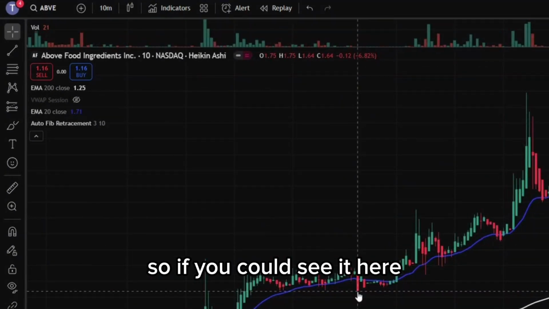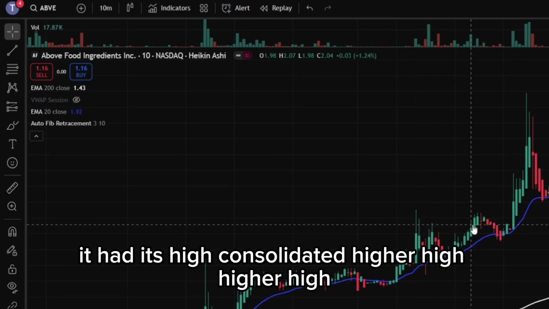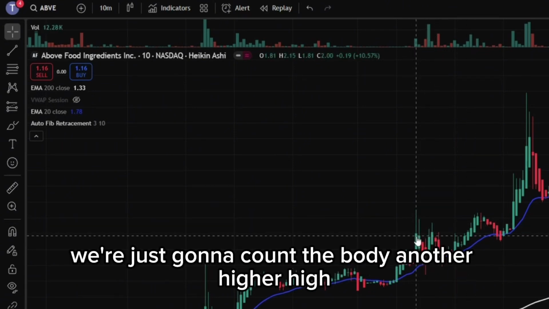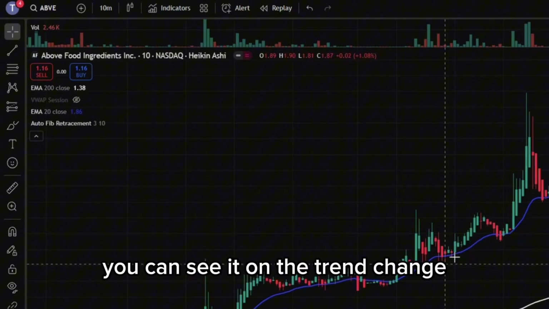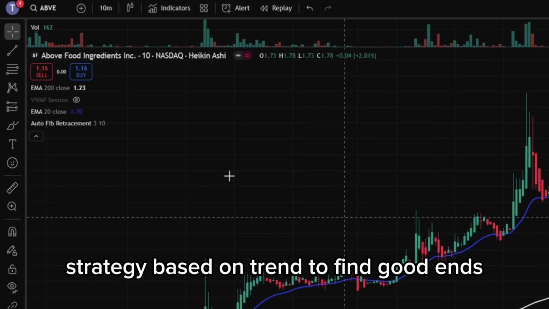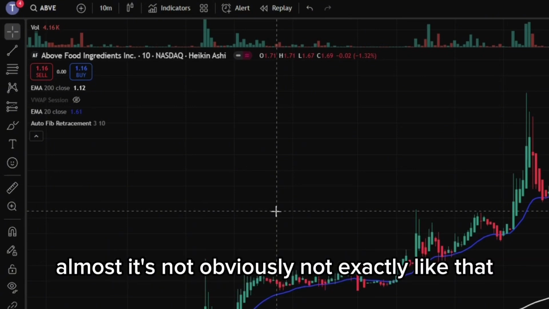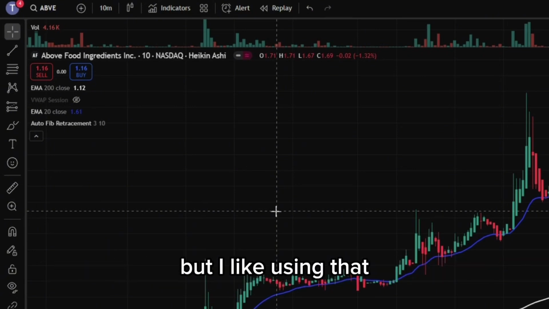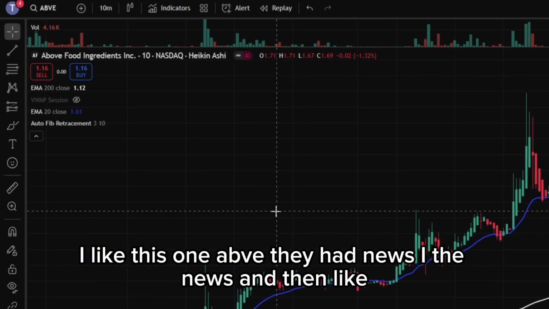So you want to look for almost the opposite of that. If you could see it here, it had its high, consolidated, higher high, higher high. But then you're not counting the wick here. We're just going to count the body. Another higher high, consolidated, went down, lower high, or higher low, and then, bam, you can see the trend change. You can use this strategy for an EMA 20 strategy based on trend to find good entries and outs. You can almost use an EMA 20 kind of like a VWAP. It's obviously not exactly like that, but I like using that when I'm eyeballing these stocks on what I can see. I like this one, ABVE.